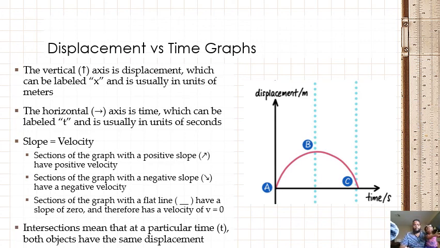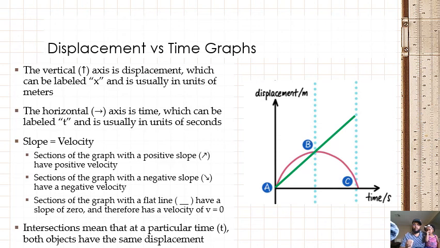Now an intersection, if we had more than one line, would mean that at that particular time, both objects have the same displacement. So the red object has a positive velocity, stops for a second, and then has a negative velocity. The green object has a constant velocity, constantly increasing velocity.